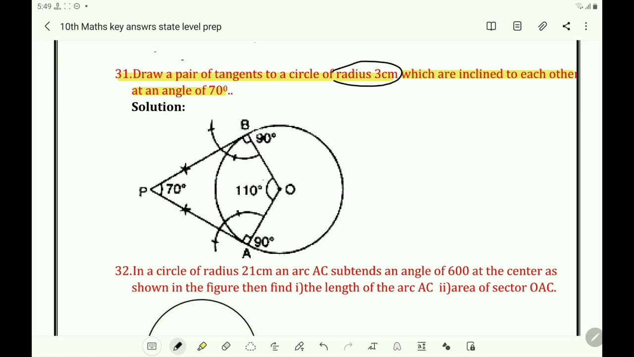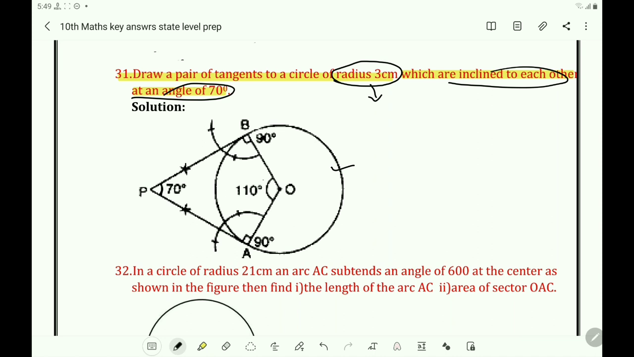Here, what is the radius of the circle? Radius of the circle is 3 cm. In the first step, measure 3 cm radius with the help of the compass and draw a circle of radius 3 cm. And it is given that tangents are inclined to each other at an angle of 70 degrees. That is, the angle between the tangents is 70 degrees. But here it is not possible to construct directly the tangent with an angle of 70 degrees.